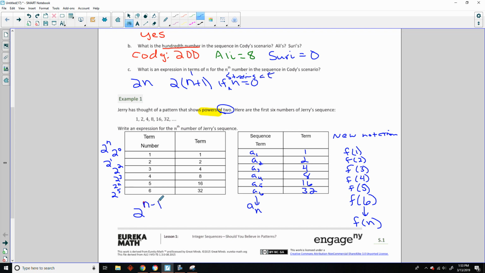If I said 2 to the n minus 1 and I substitute in this 6, 2 to the 6 minus 1 is 2 to the 5th power. So our sixth term is 2 to the 6 minus 1. So 2 to the 5th is 32. So this would be our rule. 2 to the n minus 1. And that starts with n equal to 1. 1 minus 1 is 0. 2 to the 0 is 1.